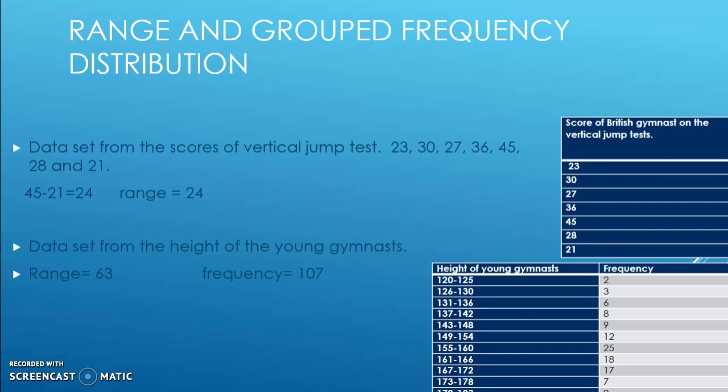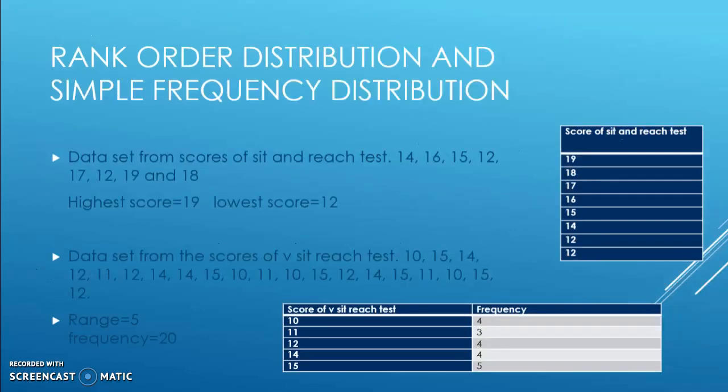Group frequency distribution is similar to simple frequency distribution, apart from one column has raw data groups of scores and the other has frequency scores. There are usually between 10 and 20 groups of scores, ideally 15, and the group intervals are calculated by range divided by 15.